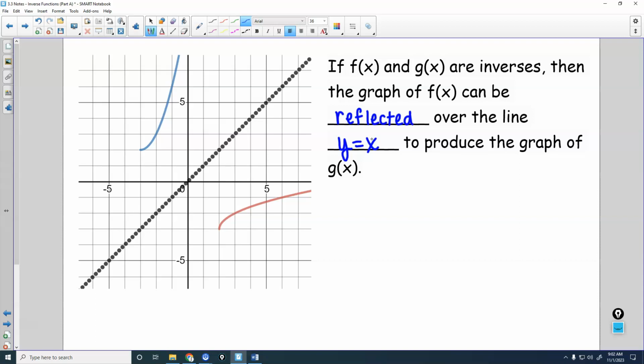Just reviewing on inverses. For example, this red graph has the point (3, -2), which means what point should be on the other graph? (-2, 3), and right there's the corresponding point that goes with it. And you could do that with any point on the graph.